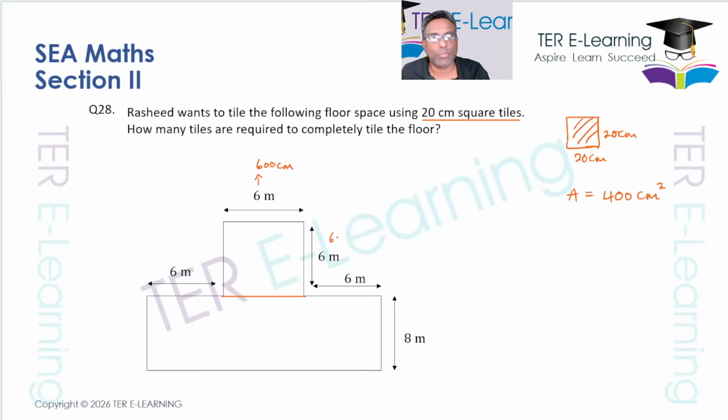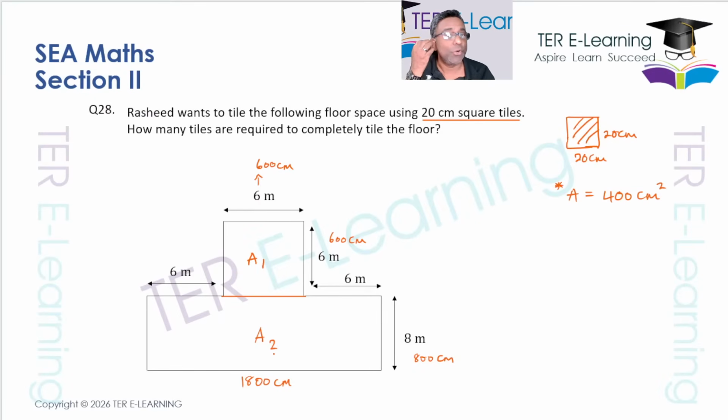And this here is also 600 cm, right? This full length here is going to be 18 meters, or 1800 cm, and this here will be 800 cm. All right. So what some people do, they will work out this area A1, work out this area A2, add them up, and then divide that by 400. That's one way of working the problem.